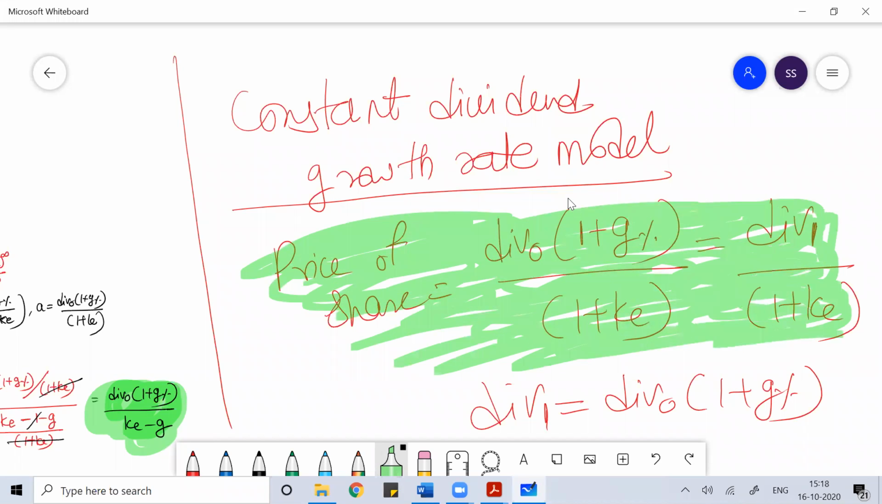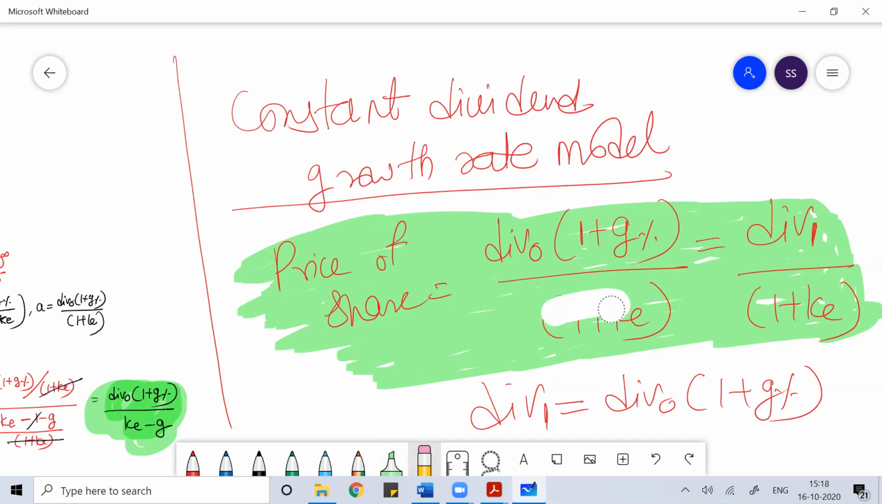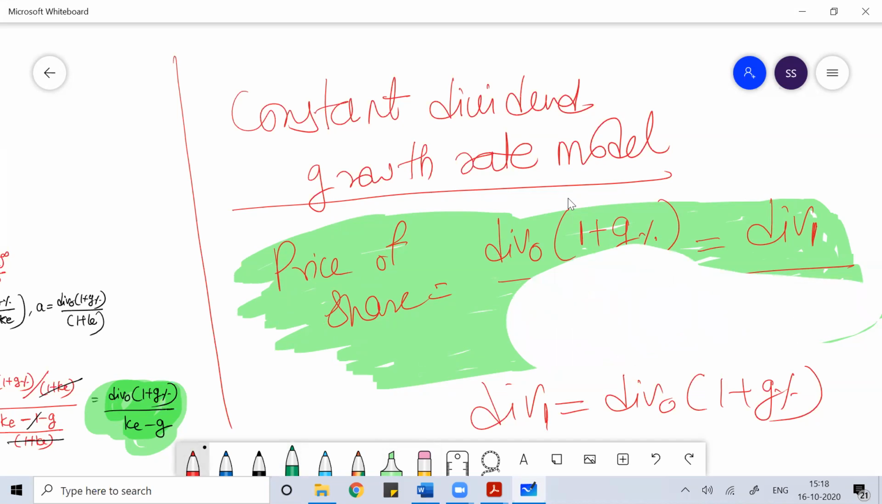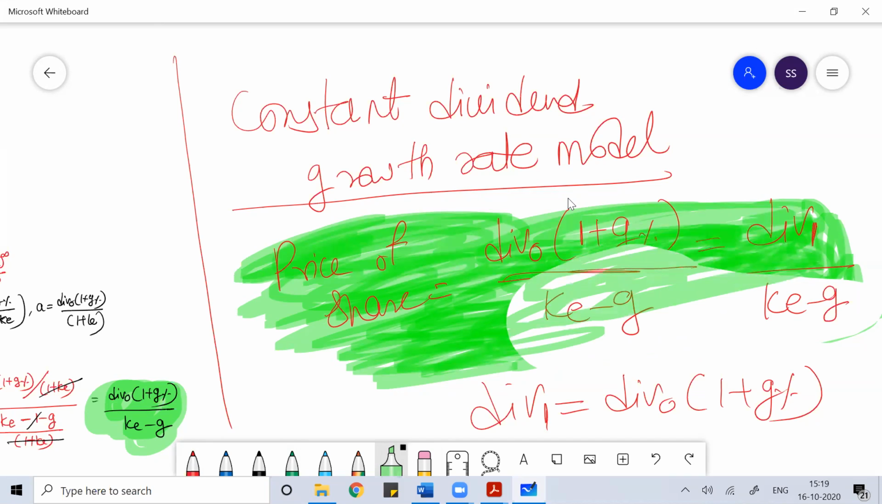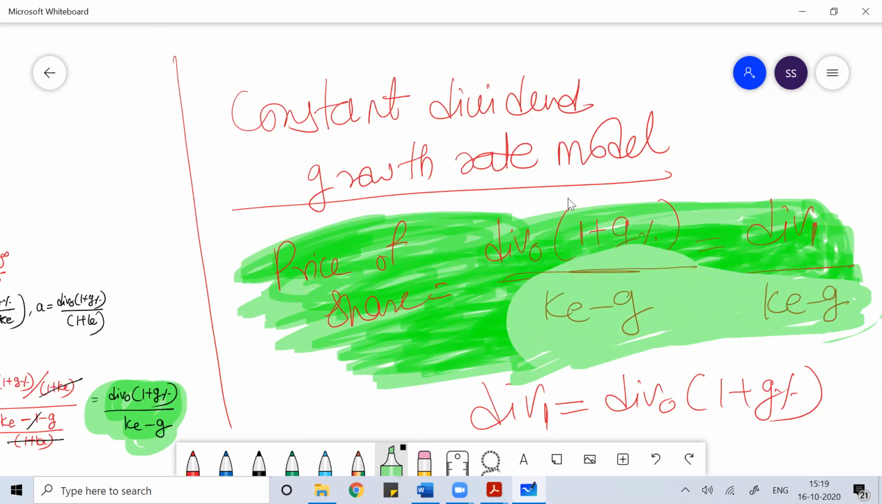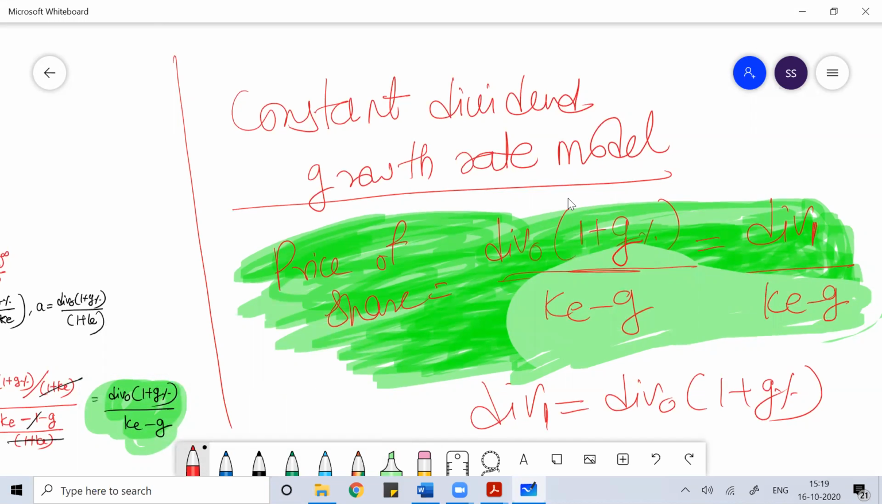Whatever way you want to learn it, you should know this formula. Sorry, the denominator is k minus g. This is k minus g. Clear? Everyone remember this formula. Now, based on this formula, we'll solve the question.